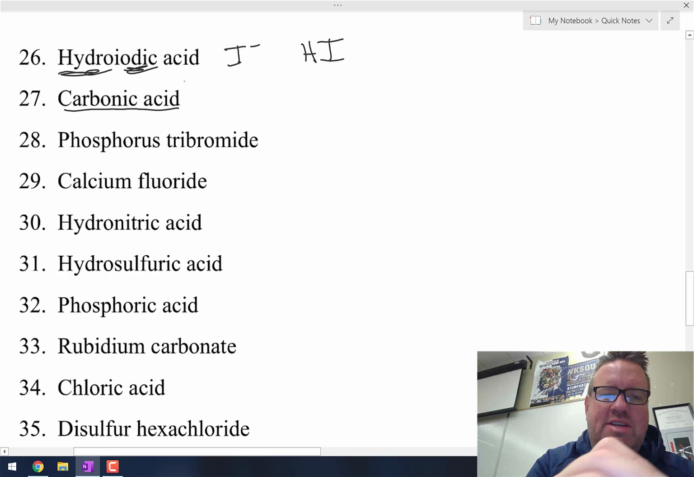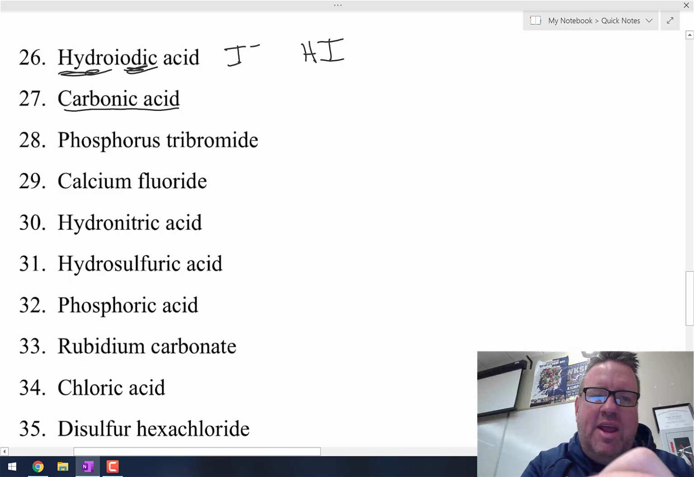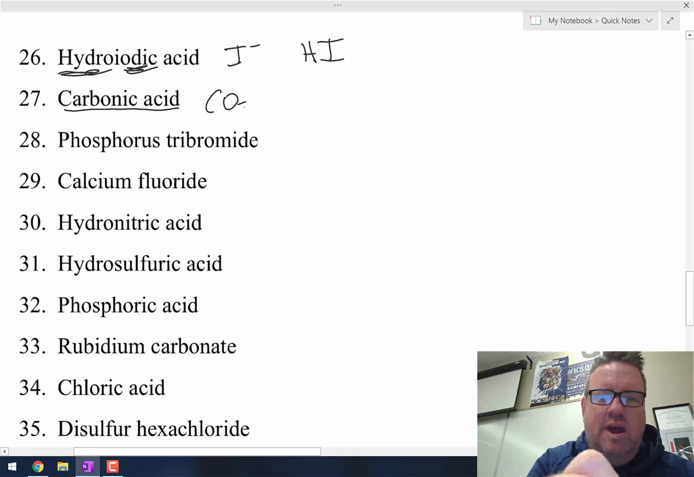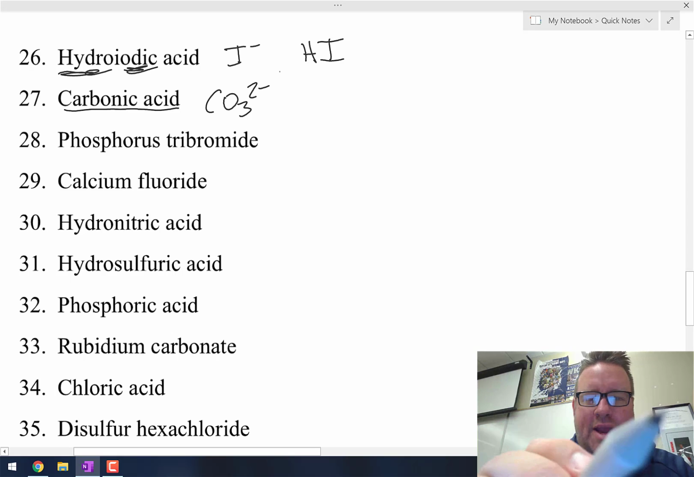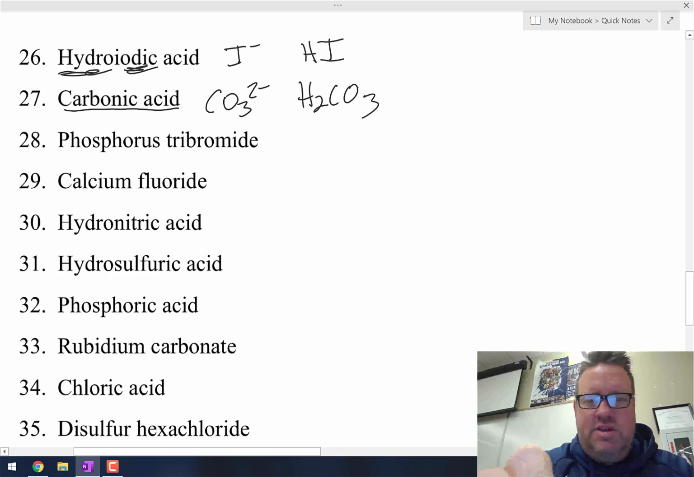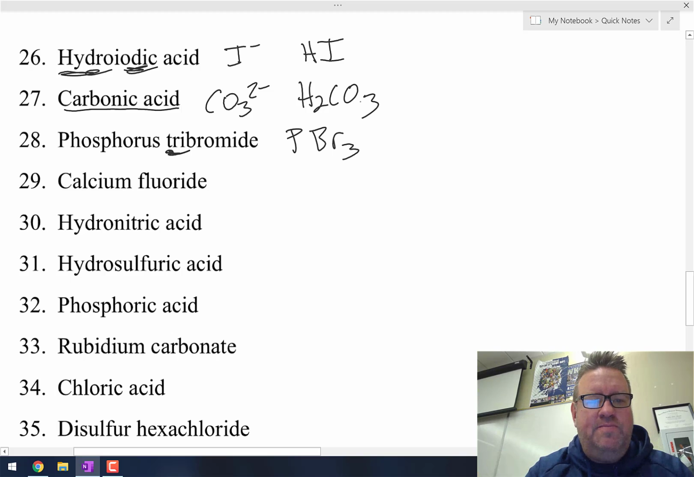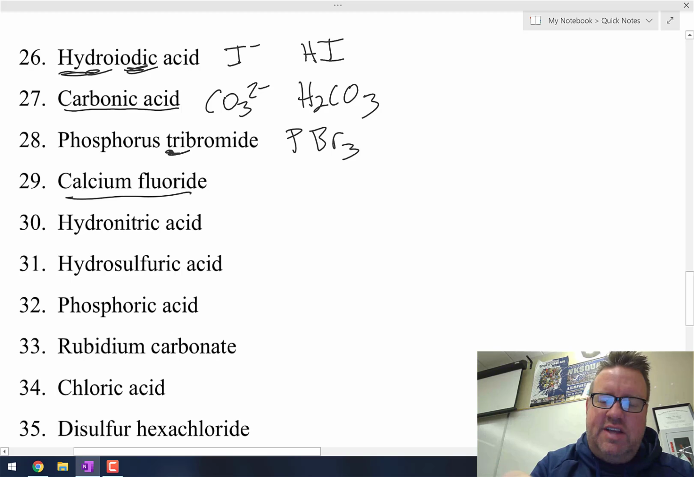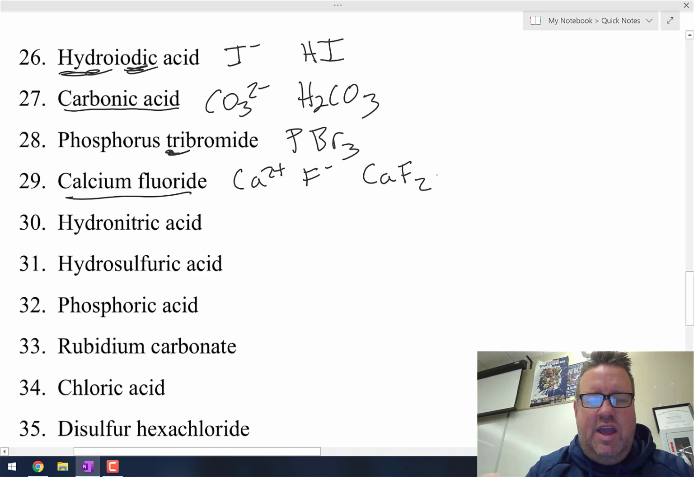Okay, carbonic acid does not have a hydro in the front of it, which means it has oxygen, which means you need to go to your notes, and carbonic comes from carbonate, and carbonate is CO3 2-, so we need 2 hydrogens to cancel that out. So that's H2CO3. Okay, and then we see a prefix here, so we know that's just P, and then Br, and then the 3. Okay, no prefixes here, and it doesn't say acid, so this one has to be ionic. So calcium is +2, fluoride's -1, so it's just CaF2.